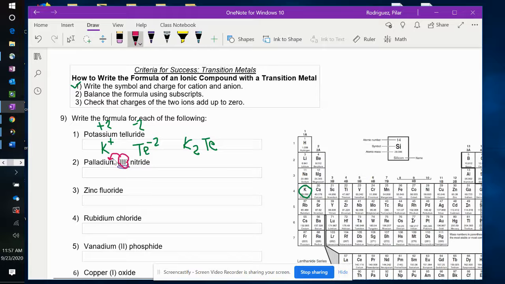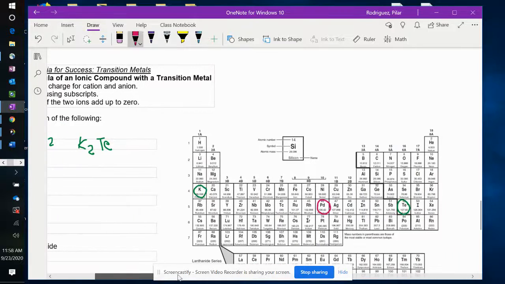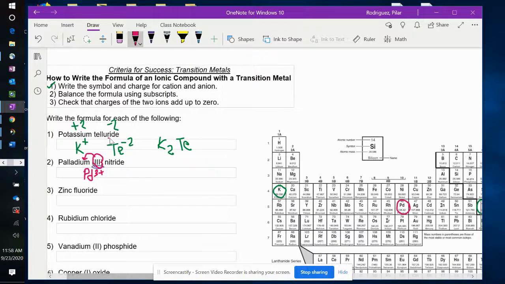So palladium is right here on the periodic table. It is a transition metal. It is Pd, and it's going to have a charge of +3 that they gave me here. So 3 plus. Okay. Now I have to do nitride. Nitride is referring to my nitrogen. Remember, all of my ionic compounds are going to end in IDE. I just have to be able to say that, oh, it's talking about nitrogen.